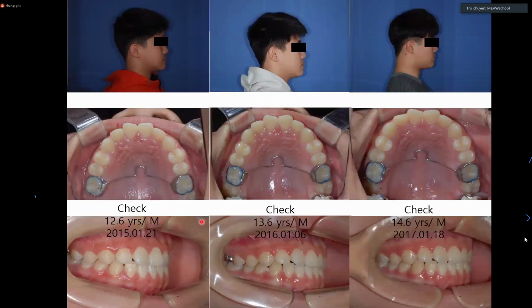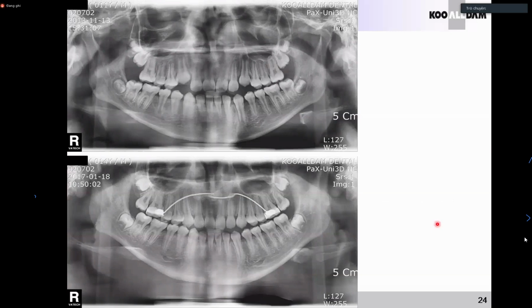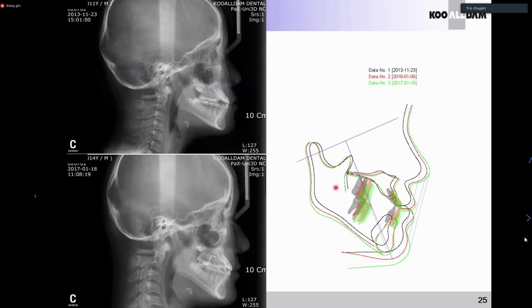And every year I check this, and finally we can see that this patient's upper second molar are fully erupted. These are superimposition from pre-treatment and then after growth. In this patient, instead of inserting TPA, we do not apply conventional brace treatment.